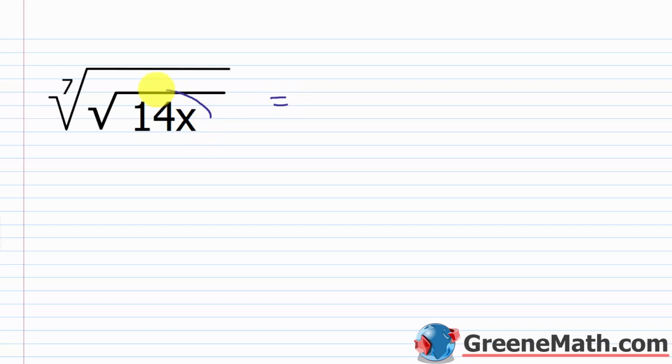And again, all I'm going to do is take this 14x right here and write that as the radicand. And then for my index, this one is a 2, this one is a 7. 7 times 2 is 14. I'll have the 14th root of 14x.